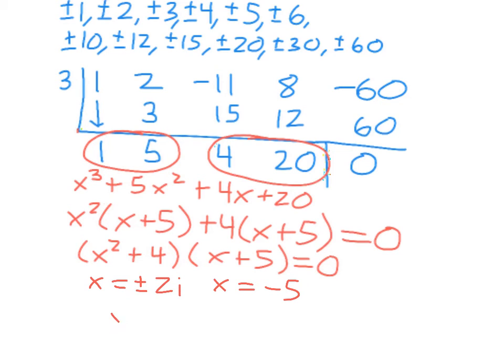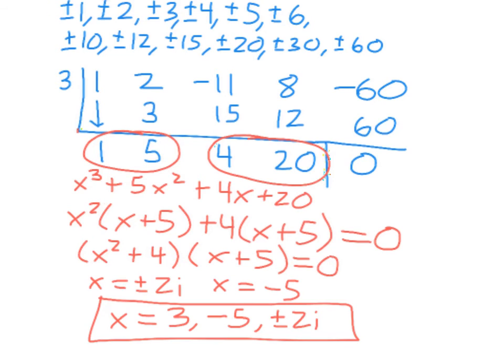So making my list, we found 3 by guessing, -5 we found by factoring, and then we have the 2 imaginary. Right, the original degree was 4, and we found 4 answers. And the directions said find all zeros. It didn't say rational zeros, so we included the imaginary ones.